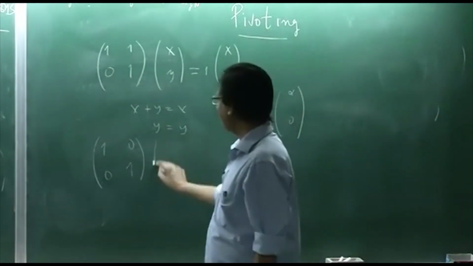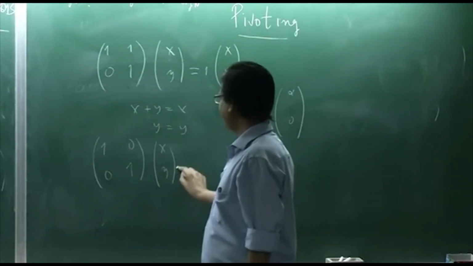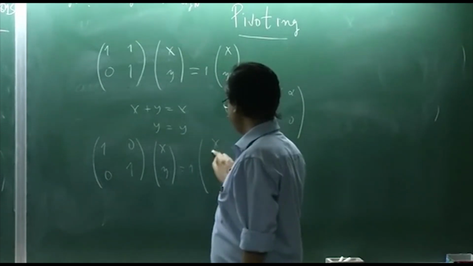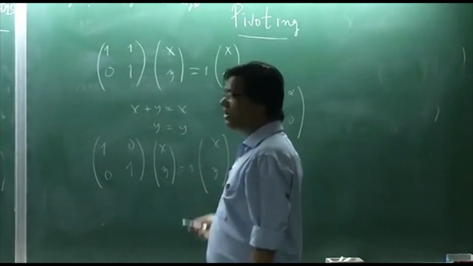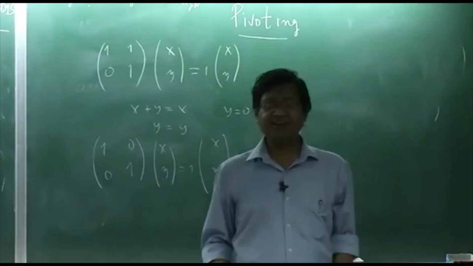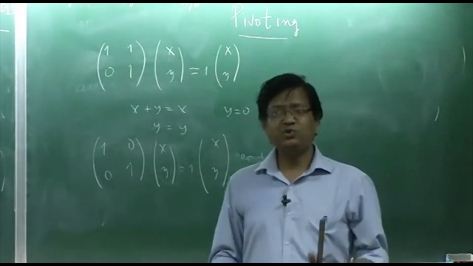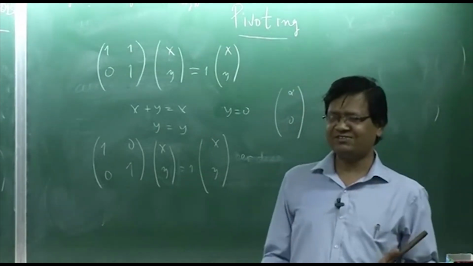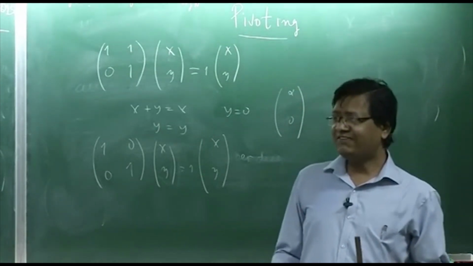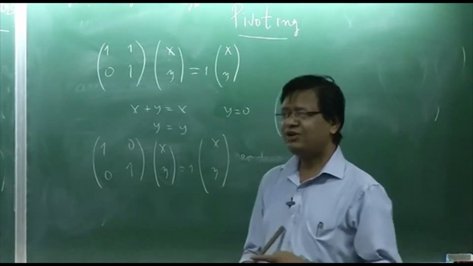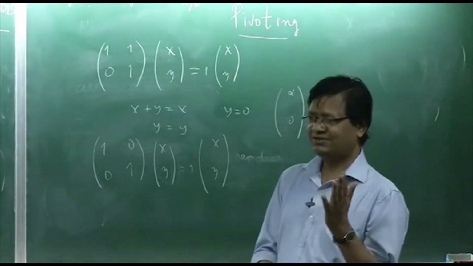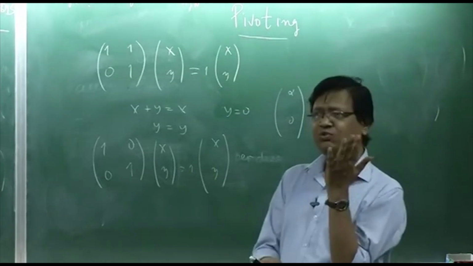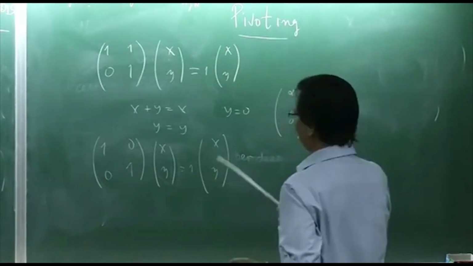So, if I do it, (x, y) is again 1 times (x, y). So x equals x, y equals y. So I get the identity, but you can choose any vector. In fact, for this identity matrix any vector is an eigenvector, but then you have to choose only 2 linearly independent ones. So you can choose any 2 linearly independent eigenvectors and this will work.